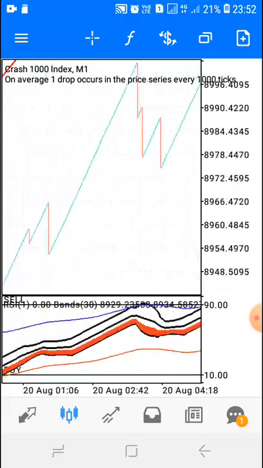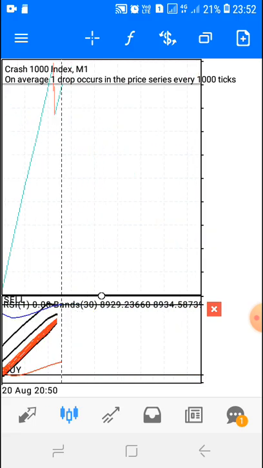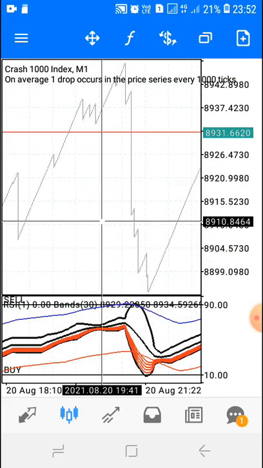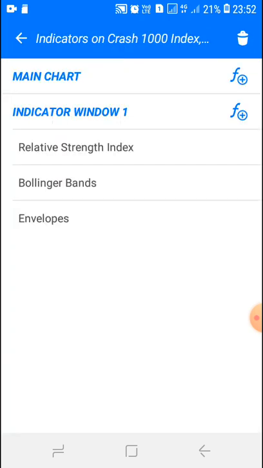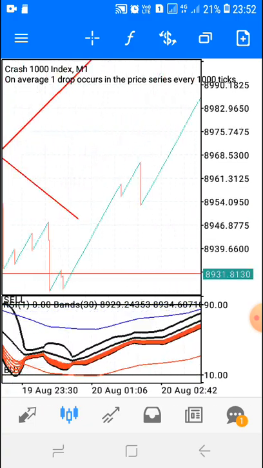Okay, so you guys can see that we have the Bollinger Bands and our envelopes at the bottom, right? Now you need to have both of these inside your RSI. Now as you guys can see over here that all of these indicators are added to my indicator window 1, okay? So this is how it's going to look like, okay? We have our envelopes and our Bollinger Bands.